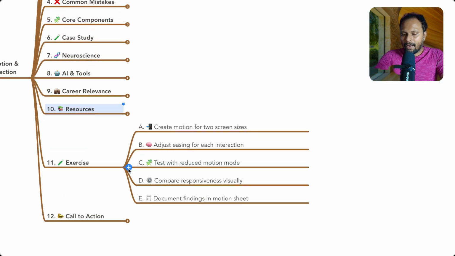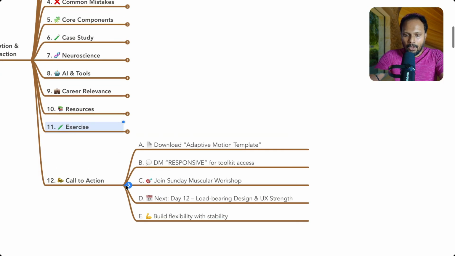I would give you a small activity, guys. Create a motion for two different screens, same like how I created, and adjust the ease of interaction and see the difference. Test with the reduced motion mode and see how the user feels. Give it to some of the users and check it out. You will comparatively see the difference, and this is how you document your projects and also show it to the recruiter.